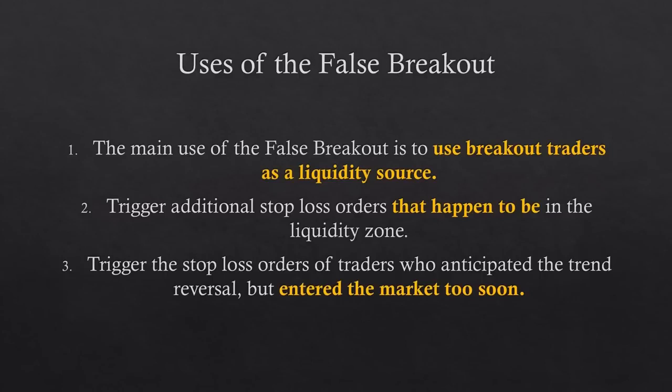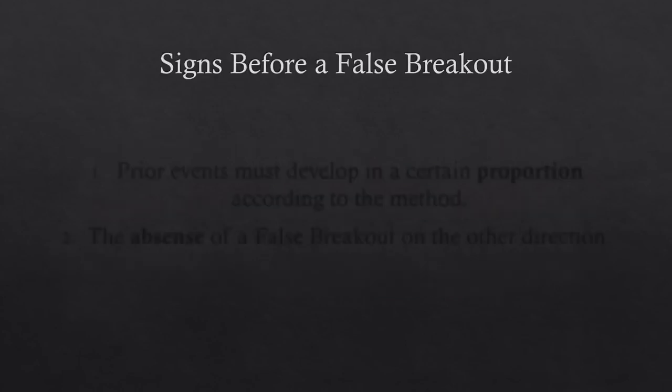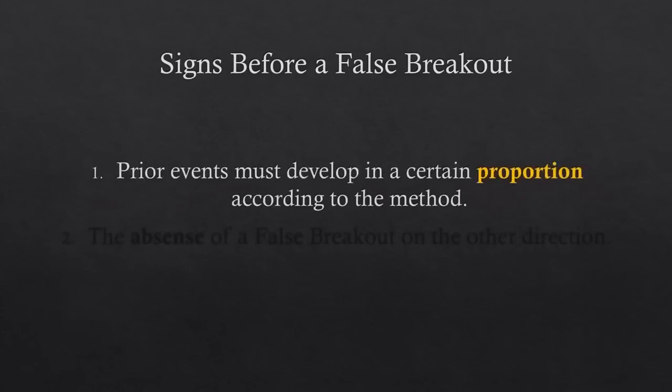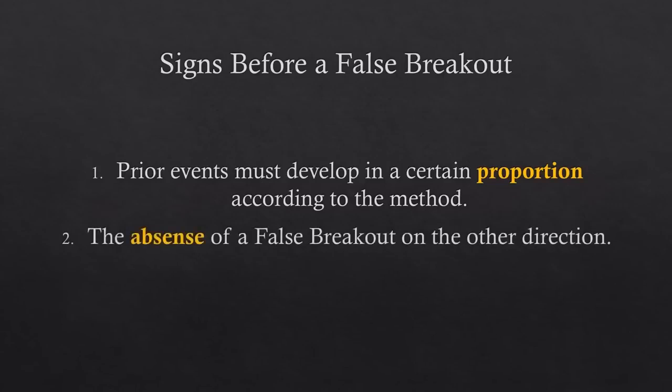In the Wyckoff method, there are two main signs traders should look for in the anticipation of a false breakout. The first sign is that the prior events must develop in a certain proportion. In other words, it's important that all the events leading up to the false breakout happen more or less in the way the method suggests. The other sign is the absence of a false breakout in the other direction.